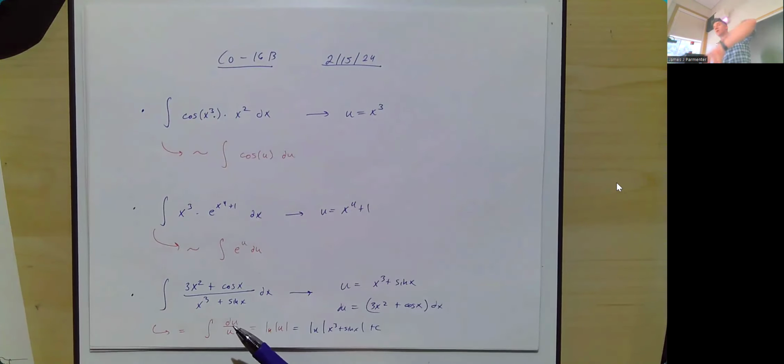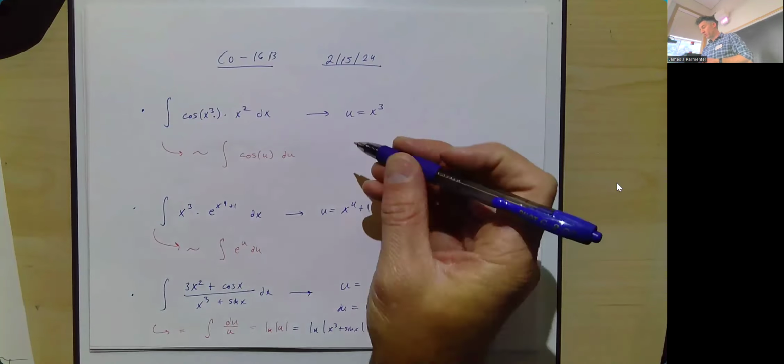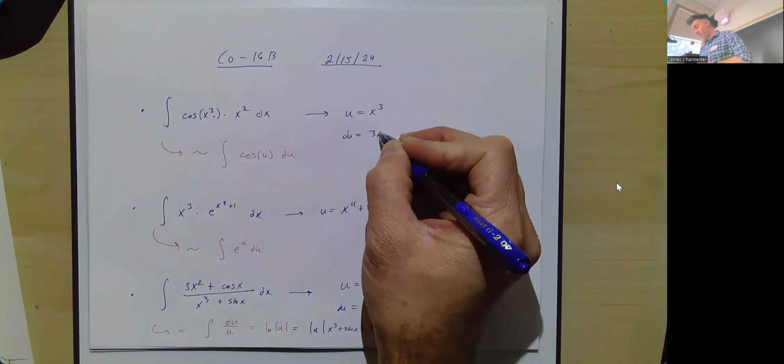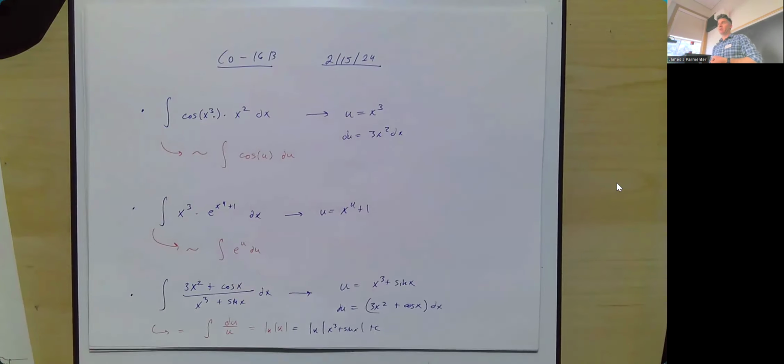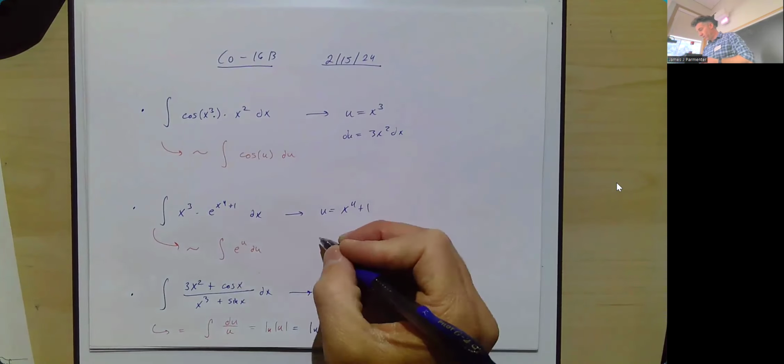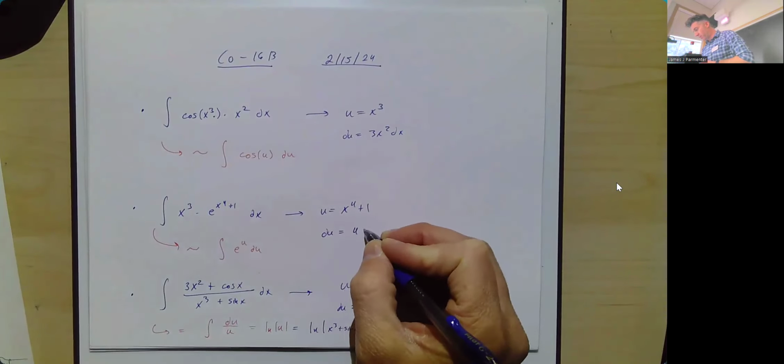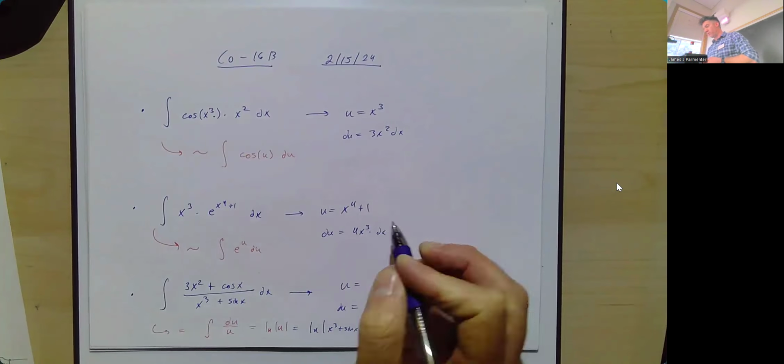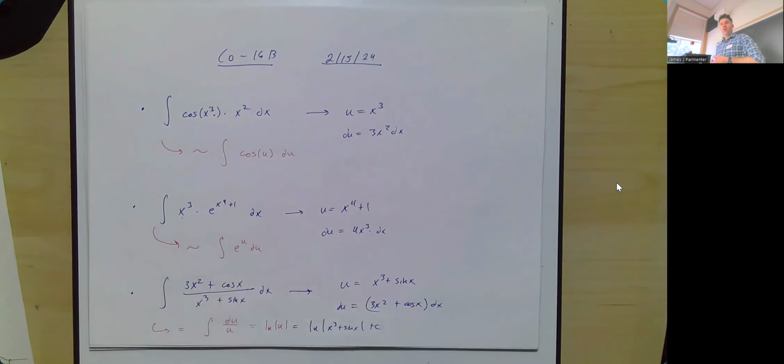And more importantly, you want your choice for u to be such that the derivative of u is also somewhere in your integral. So here the derivative of u is 3x squared, and we certainly have an x squared times dx, and we can adjust for the 3. Here, your derivative of u would be 4x cubed, and then we multiply by dx. And oh yeah, we've definitely got an x cubed times dx. So we've got everything we want here.